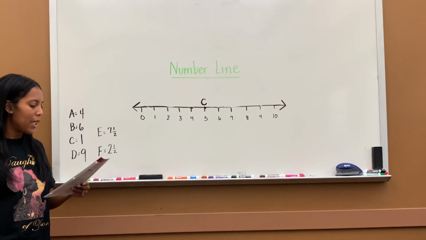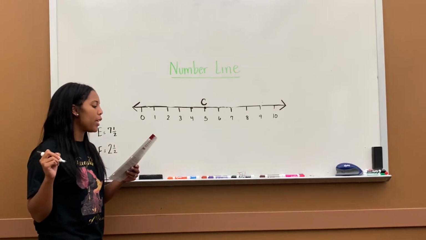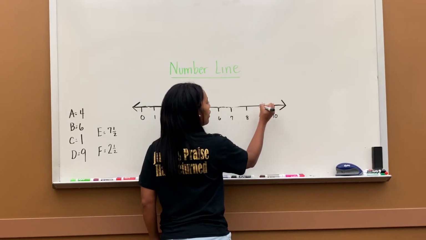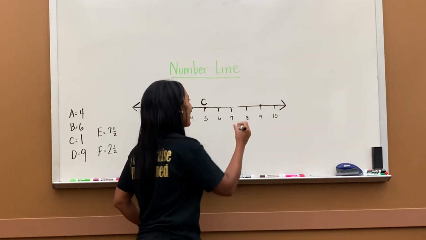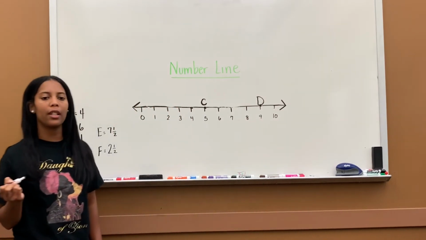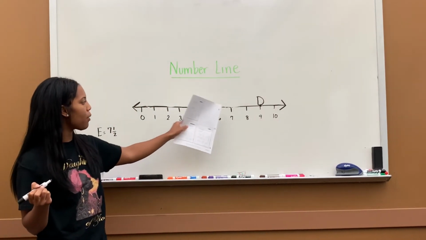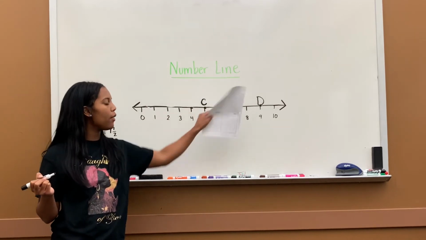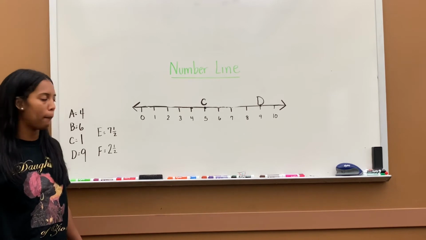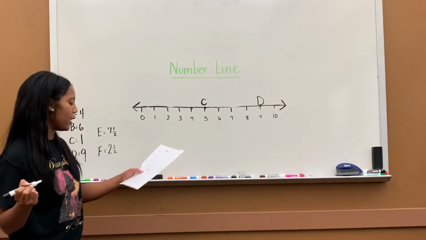Okay. Next it says put a point on 9 on the number line. So let's put a point at 9. Write the letter D above that. This is what number 2 should look like. You were supposed to label point 5 and point 9, C above 5, D above 9. Okay? All right, let's go to number 3.